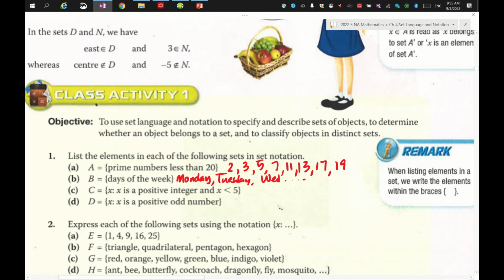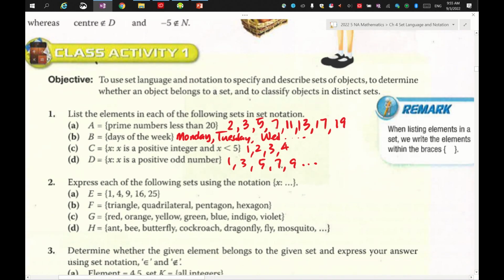Next one, part C. Positive integer x less than 5. 1, 2, 3, 4. Okay, cannot be 5, so until 4 only. So for part D, x is a positive odd number. This one I do, okay? 1, 3, 5, 7, 9, and dot, dot, dot.